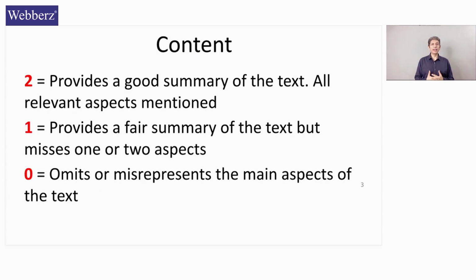What is content and how do you get 2 marks in content? Well, if you provide a very good summary of the text, all the relevant aspects are mentioned, you get 2. If you provide a fair summary of the text, but you miss out 1 or 2 aspects, you get 1. And if you misinterpret everything, main aspect is gone, you end up getting a 0.